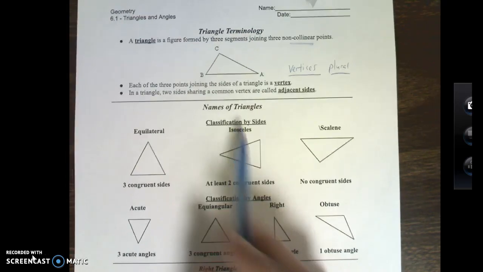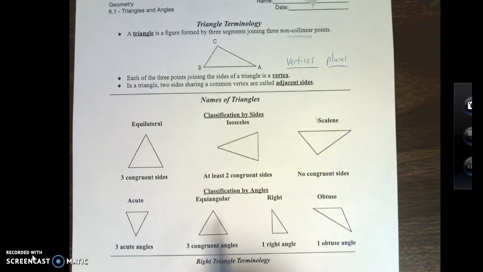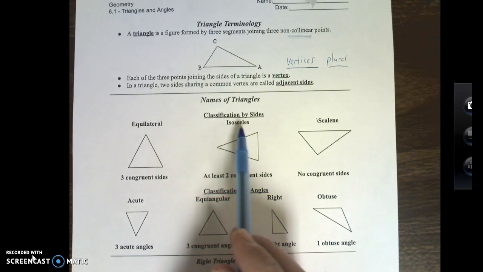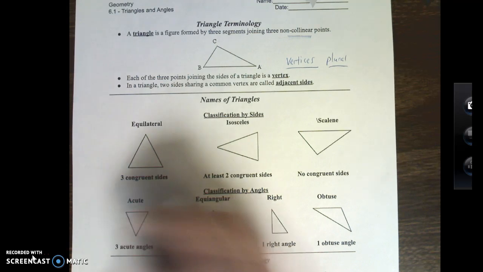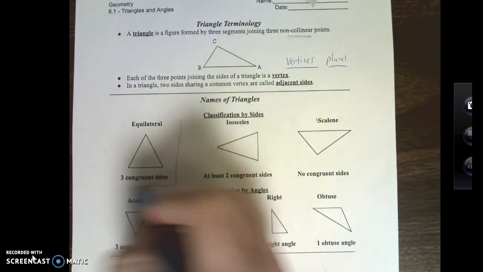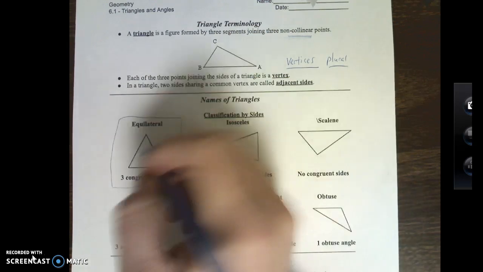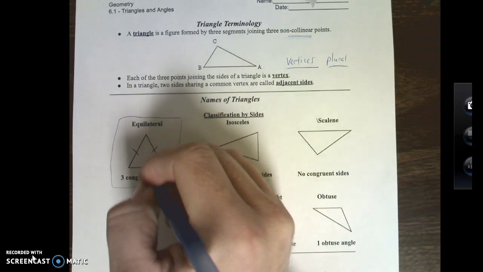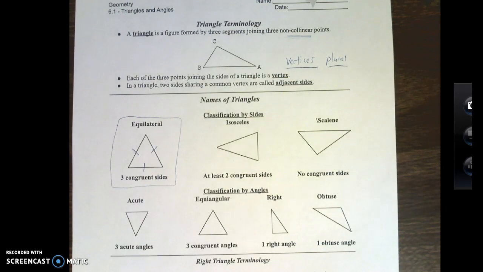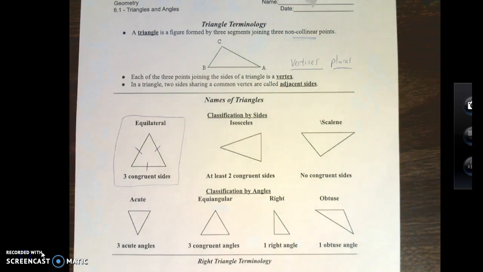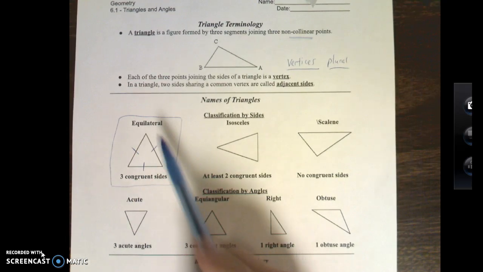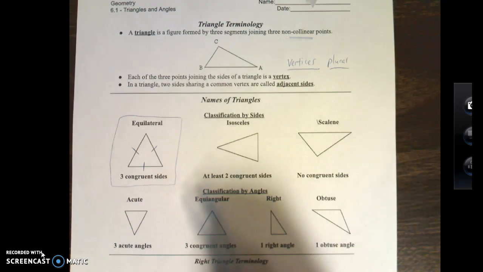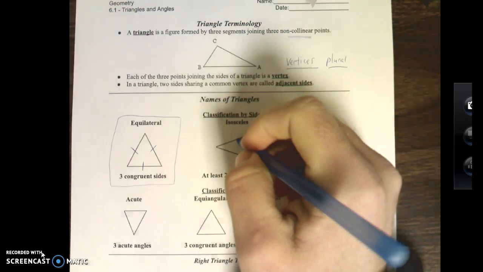Names of a triangle. There are two different ways to name a triangle, and both are important. By side length, you have three different ways. Equilateral is when you have three congruent sides. So you're looking at one side, two sides, and three sides. That's going to be your equilateral. It's pretty simple, because of equal sides: equilateral. You got it.